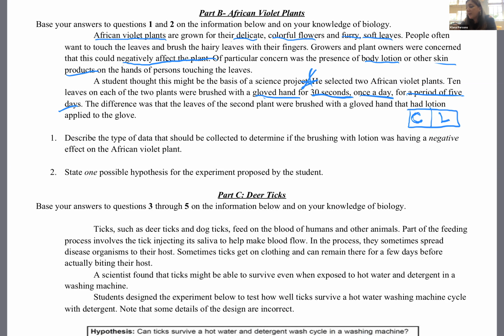So let's go back to the experiment. And in this case, there could be several correct answers. So what is the type of data? You could say, for example, number of leaves, petals. So this is asking for you to provide an example of the type of data. So we could have quantitative data. We count the number of leaves or petals on the African violet plant to determine if the plant is as healthy on day 5 as it was on day 1.